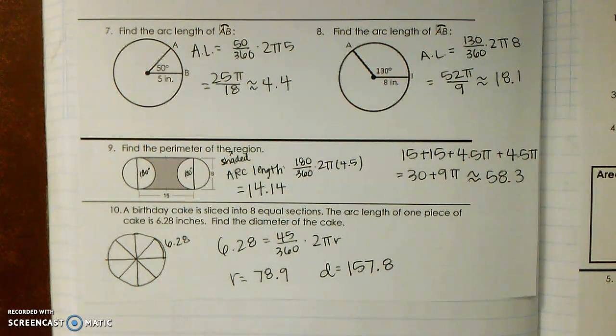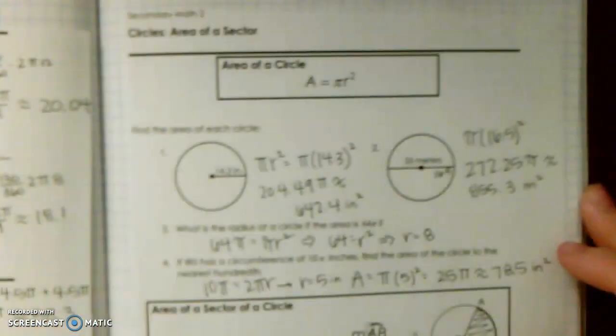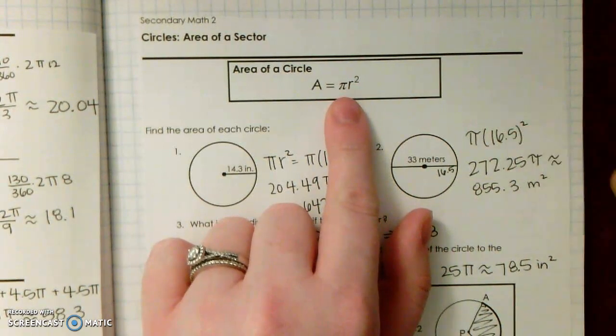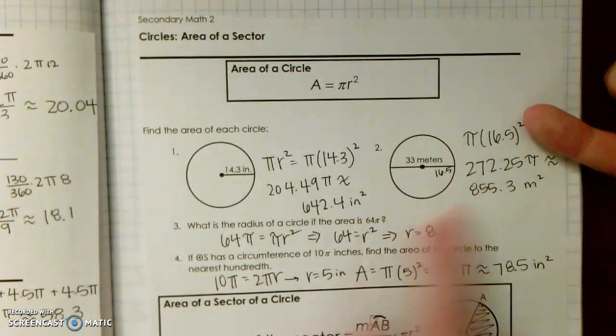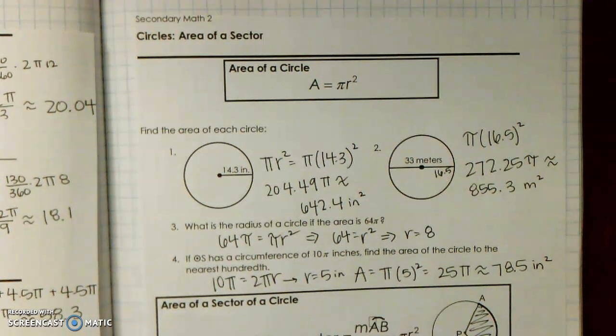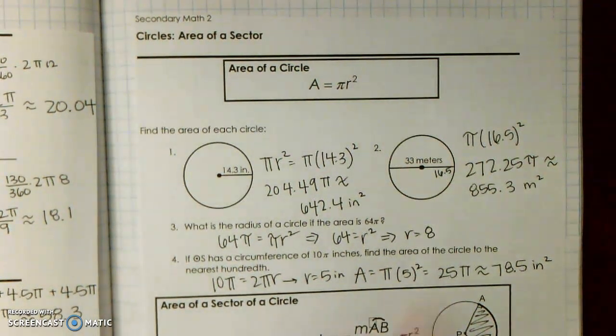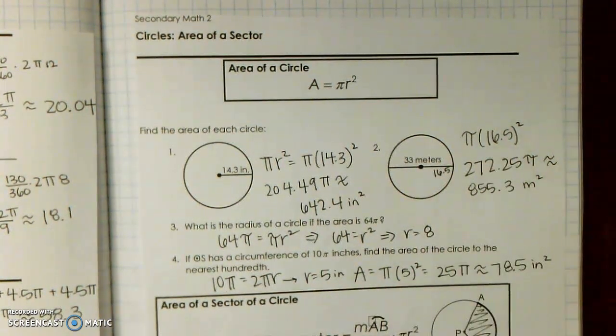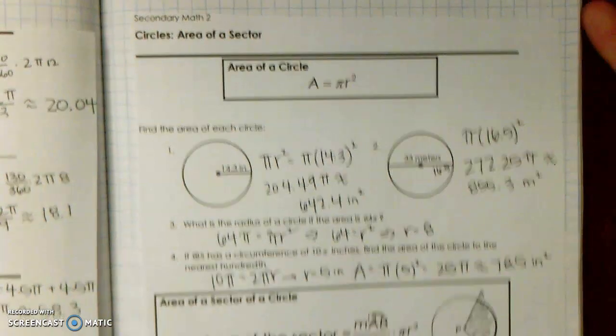And then the other part of circles is finding the area of a circle. So the next page was finding the area of a circle. We know that the area of a circle is pi r squared. So these problems we're just practicing putting in either the radius or taking the diameter, dividing it by 2, like we did on this one, and squaring it to find that area.